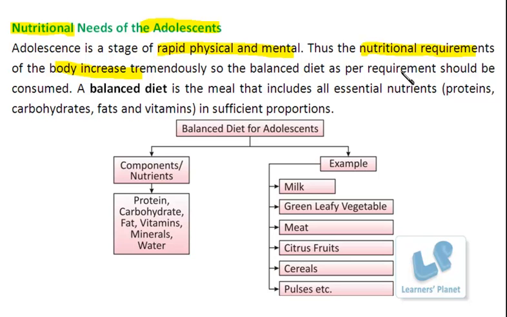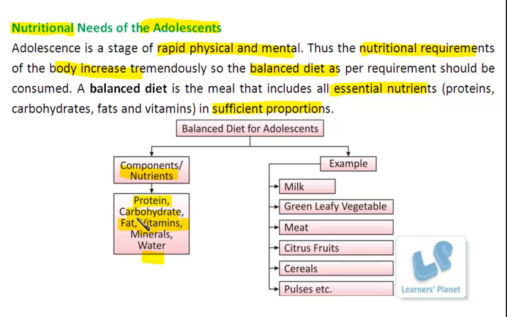So, one thing should be kept in mind that whatever food we are eating, it should include a balanced diet. That means a meal in which the different essential nutrients are present in sufficient proportions, supporting the growth of an individual. A balanced diet is one in which all essential nutrients are present in a particular proportion. Now, what are these components? The components of the balanced diet include protein, carbohydrate, fat, vitamins, minerals, water, etc.